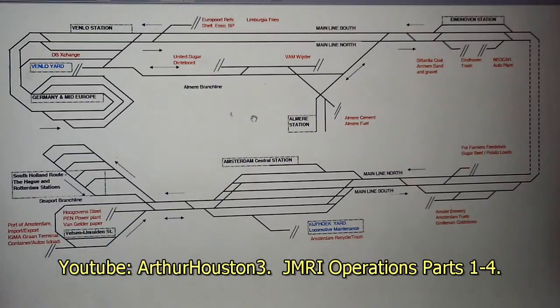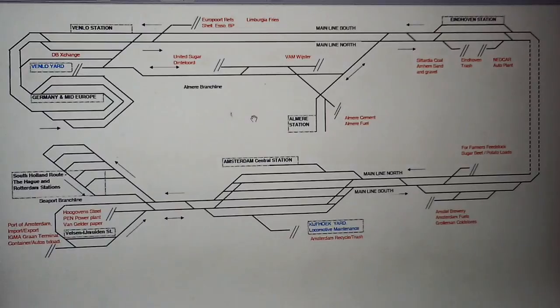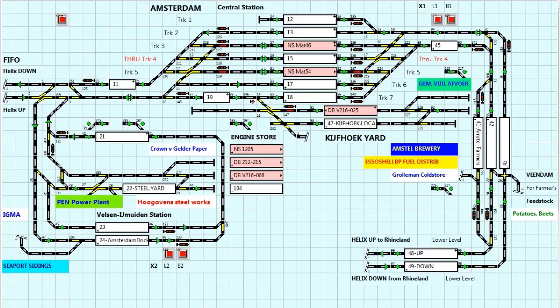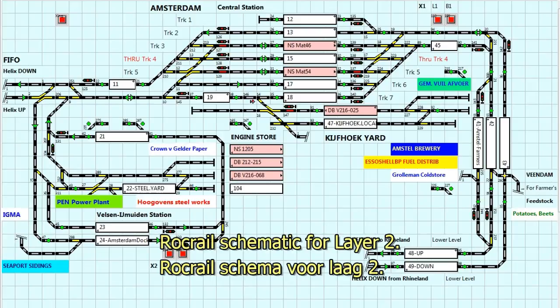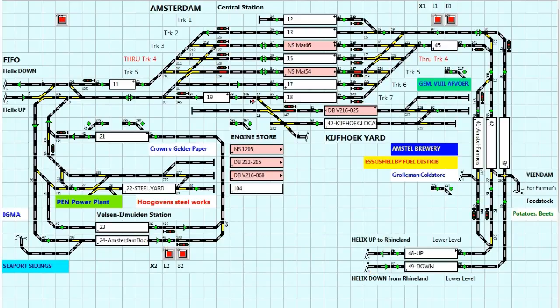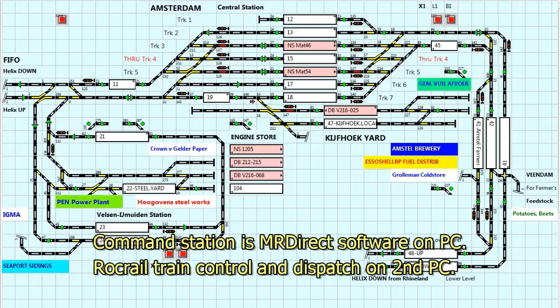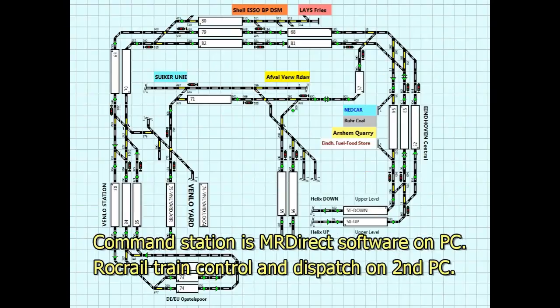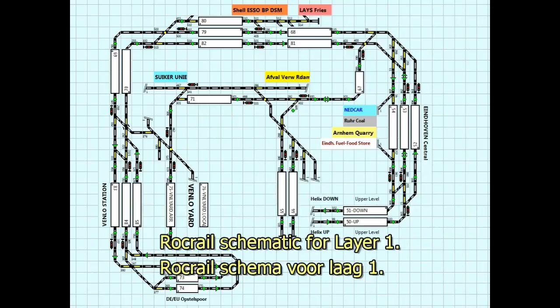So I've downloaded JMRI, and the operations part of it is completely offline and can be used standalone, because I'll be controlling my layout using Rockrail and my own central command station software on a PC. So I've got all the automation done, but now I'm looking at the operations side, how to actually do car forwarding and that sort of thing.